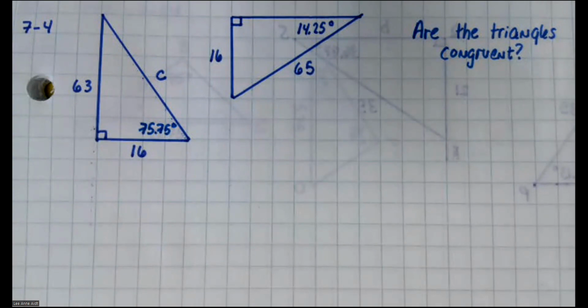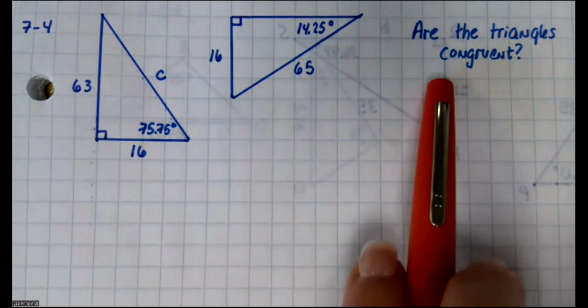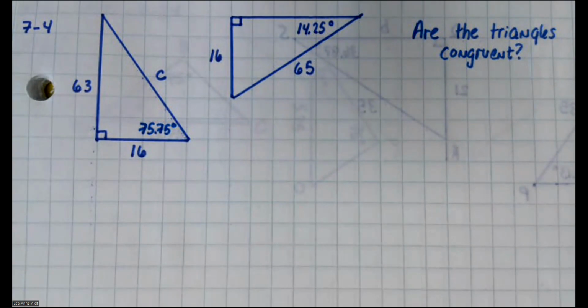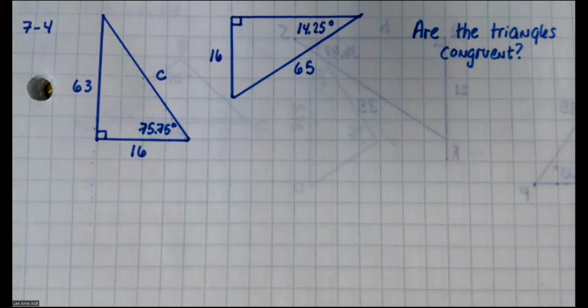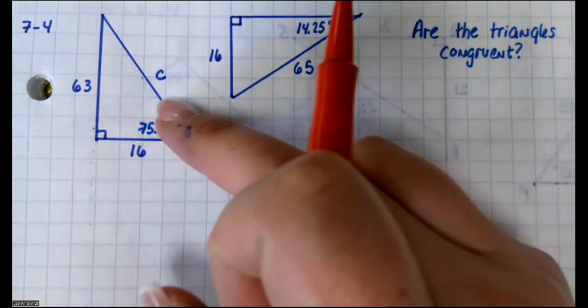Okay, so number 4 is asking a question. Are these triangles congruent? That means exactly the same shape and size. And you can't look at the graph paper squares. That's cheating. You have to look at the things that are labeled. So what we're gonna have to do is figure stuff out to decide whether or not they're exactly the same.